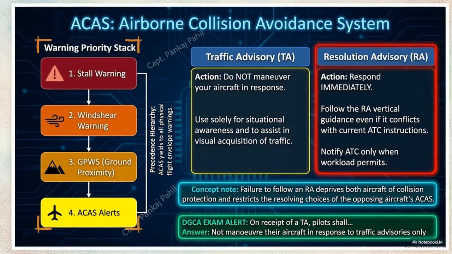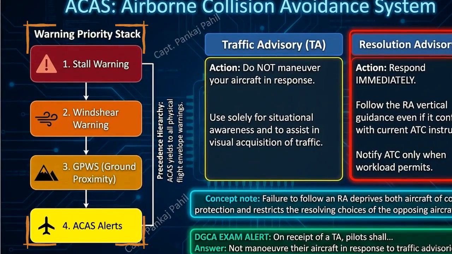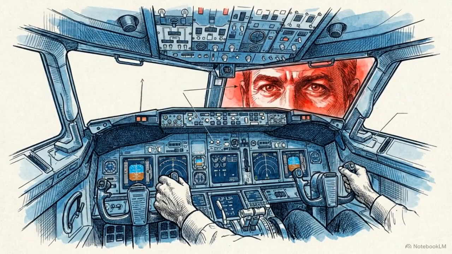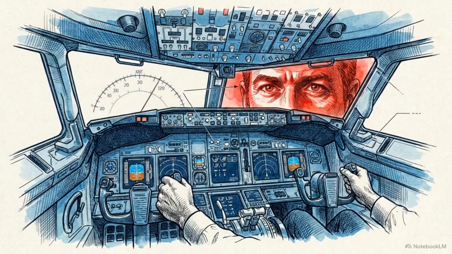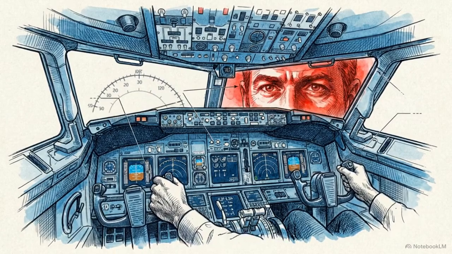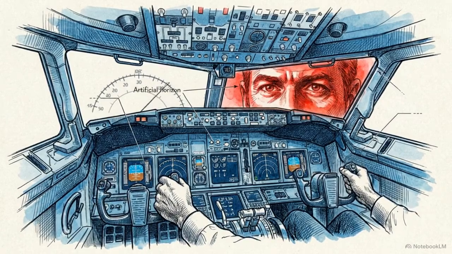In the precedence hierarchy, physical threats, like stall warnings and wind shear, always override ACAS commands. Within ACAS, if the system generates a traffic advisory, use it solely for situational awareness. Do not maneuver your aircraft. During an emergency, these procedural hierarchies strip away ambiguity. They enforce a standardized behavioral override to ensure isolated incidents don't escalate into disasters.